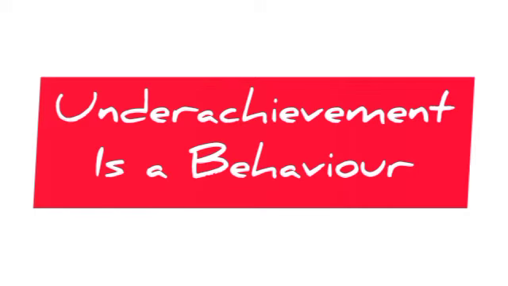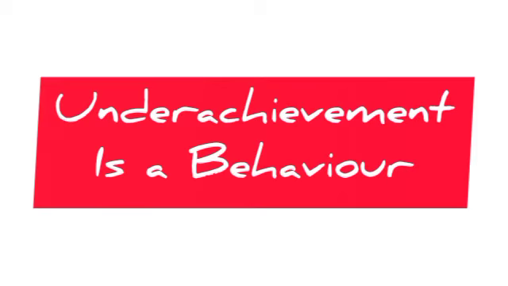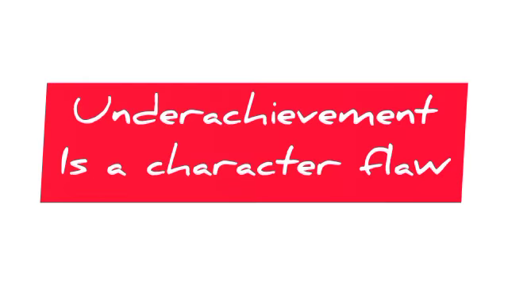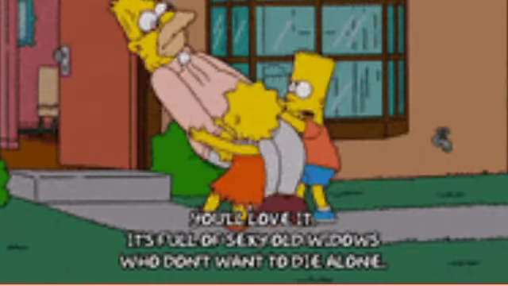So underachieving students behave in a way that causes them to underachieve, while students with learning disability have neurological conditions that hold them back from demonstrating their true intelligence. So students with learning disabilities may have trouble learning certain contents, while those with underachievement may be unmotivated to learn certain content. In other words, underachievement is a character flaw, while learning disability is not. Because underachieving students choose to underachieve, it is not surprising that they tend to be unyielding.